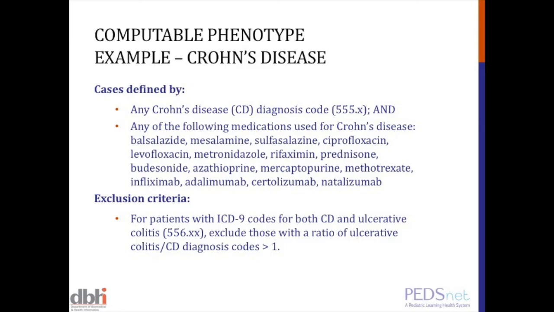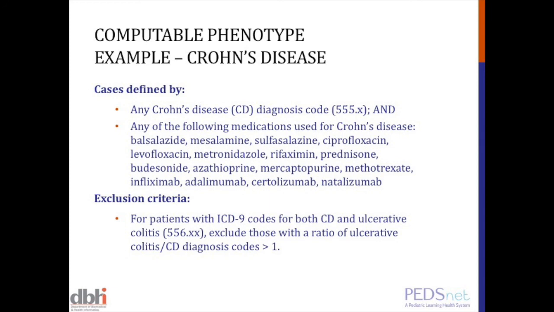So just as an example, it was one of the studies that Charlie had up earlier. This is a phenotype validation for Crohn's disease. Basically, we defined Crohn's disease as being any patient in our PEDSnet network that had a Crohn's disease diagnosis code, 555.x, and that they were on medications for Crohn's disease. I will not read this list.